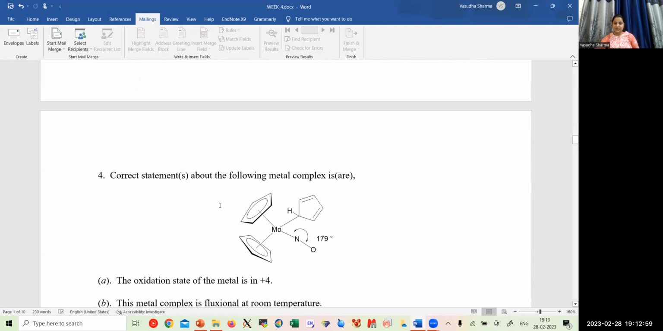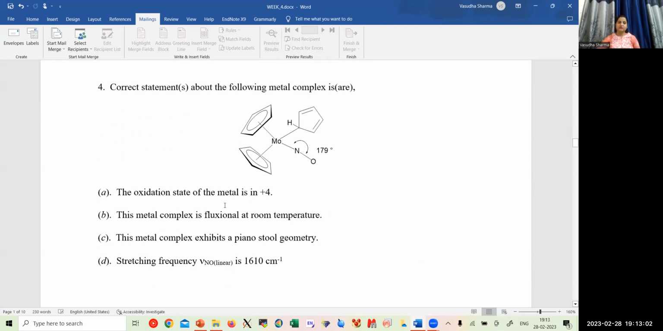Okay. Taking up the fourth question, we need to find out the correct statements about the following metal complex. This complex we have taken. Now it is asking for the statement or statements, so we cannot just tick or see one single statement. We need to see all the 4 options. So firstly, the oxidation state of the metal is +4. As I told earlier, to calculate the oxidation state, normally we consider NO as it will give you the +1 charge on the metal because it becomes a -1.